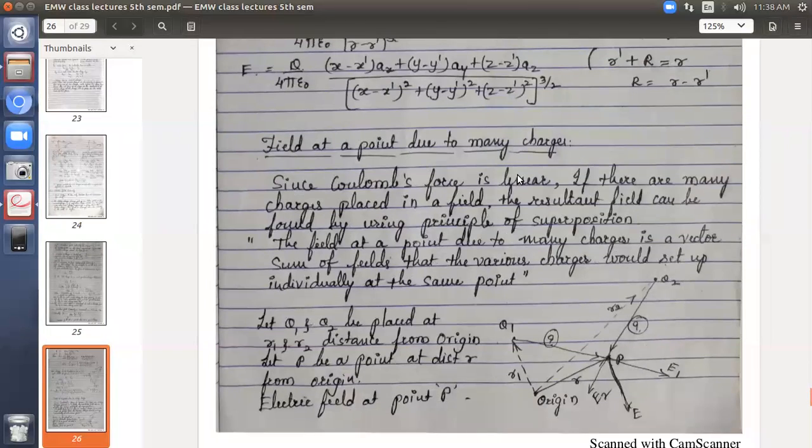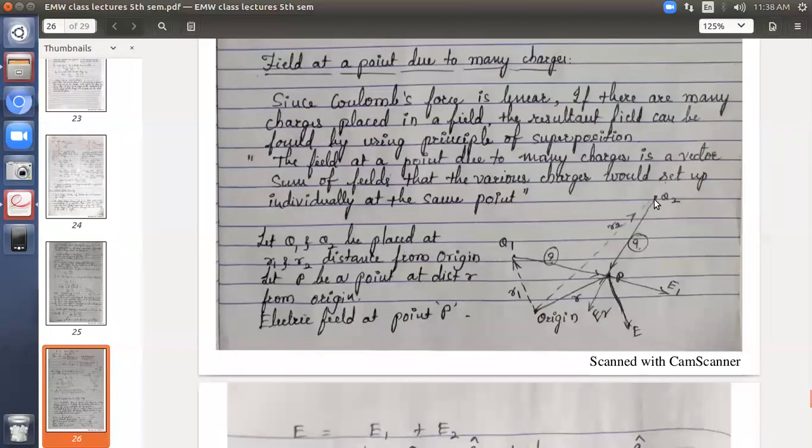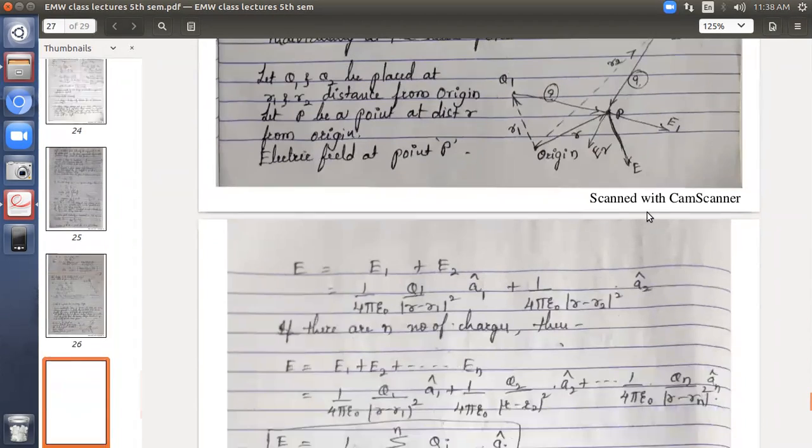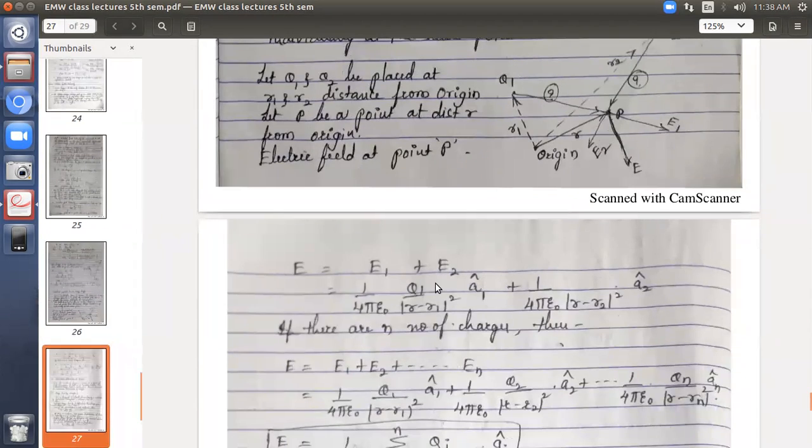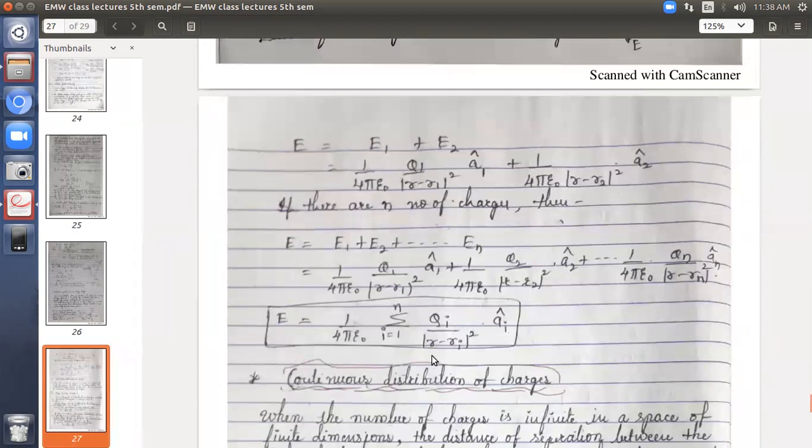Then field due to many charges, we have seen with this figure: if two charges are there in the vicinity, how to find the electric field? It will be the vector sum of two fields, and we have extended this discussion for n number of charges. Till this we had concluded in the last session.